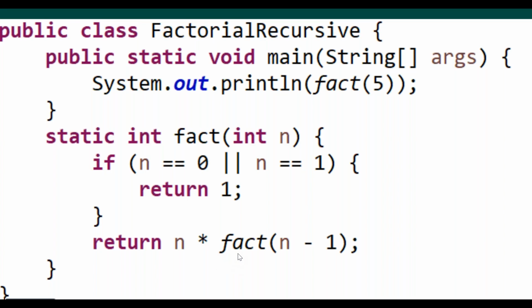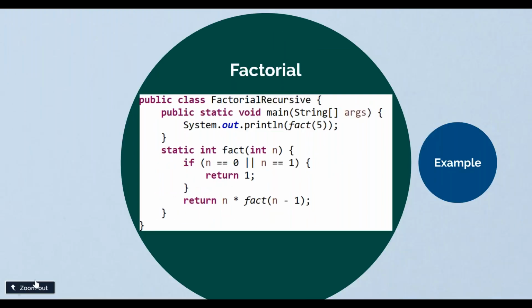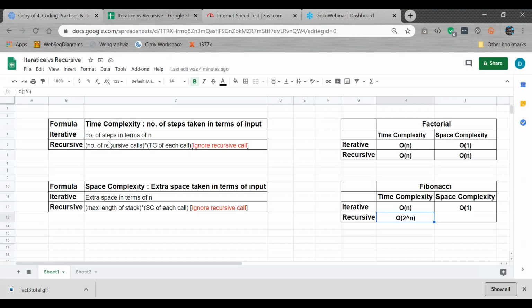What I'm saying is, you have to calculate the number of function calls, and after that you need to ignore any time complexity in your factorial call, and ignore the recursive calls as well. See the formula once. Okay, I'll tell you what the formula for that is. The formula says the number of recursive calls into the time complexity of each call, right?